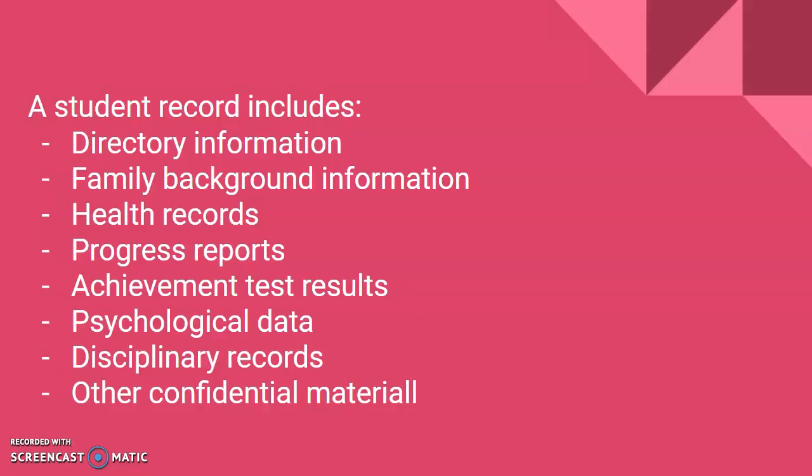A student record includes directory information, family background information, health records, progress reports, achievement test results, psychological data, disciplinary records, and other confidential material. And this is the area that is kind of gray, and a lot of cases have been filed under FERPA to determine what is exactly included in an educational record.